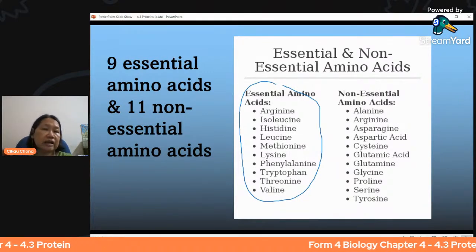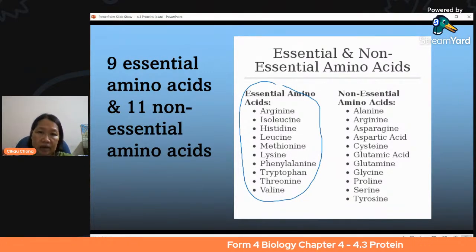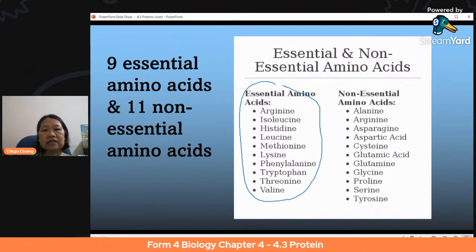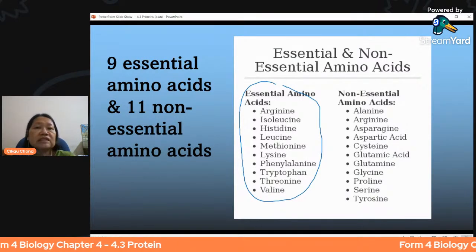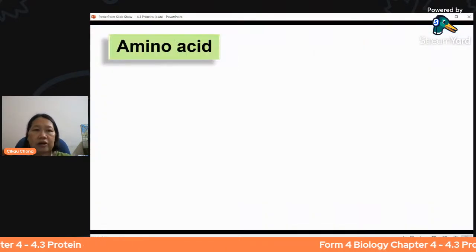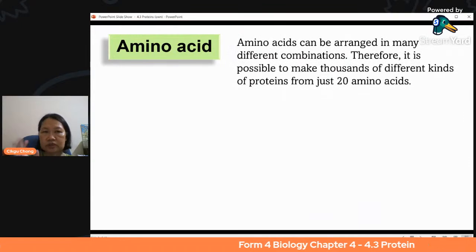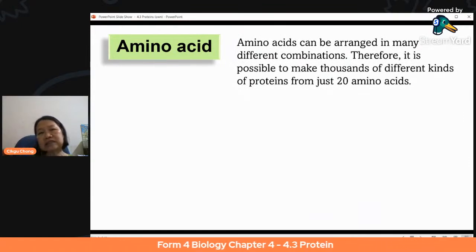All right. So now you know that there are 2 different types of amino acids based on whether you need to get them from the diet or whether you're able to synthesize them in your body. Okay. Now let's go on. Now we notice that there are only 20 amino acids, right? That we know of.